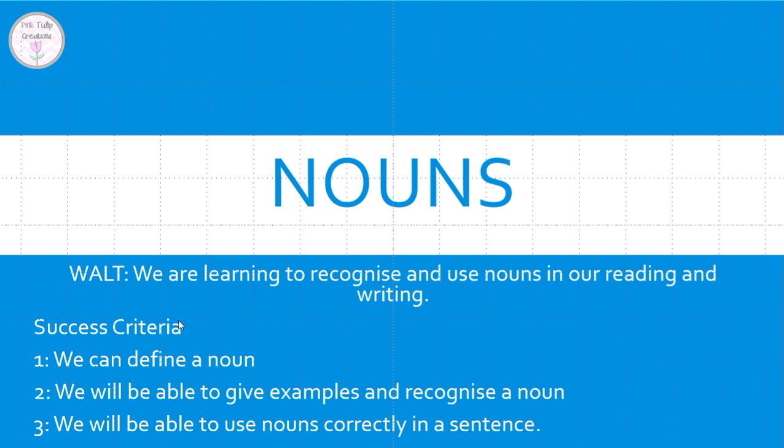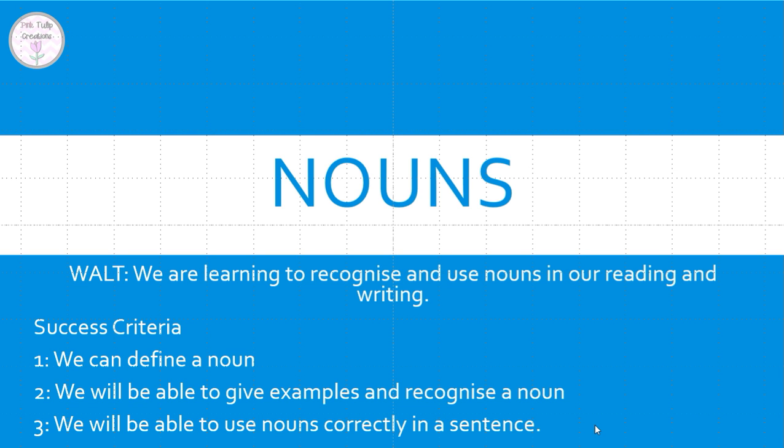For our success criteria today, by the end of today's lesson, you should be able to define a noun. That means that you will be able to tell me what it is. Success criteria 2, you'll be able to give examples and recognize a noun. So that means that you should be able to give some examples of what a noun is, and you should also be able to know what a noun is when you see it. Okay, and that could be while you're reading or in sentences.